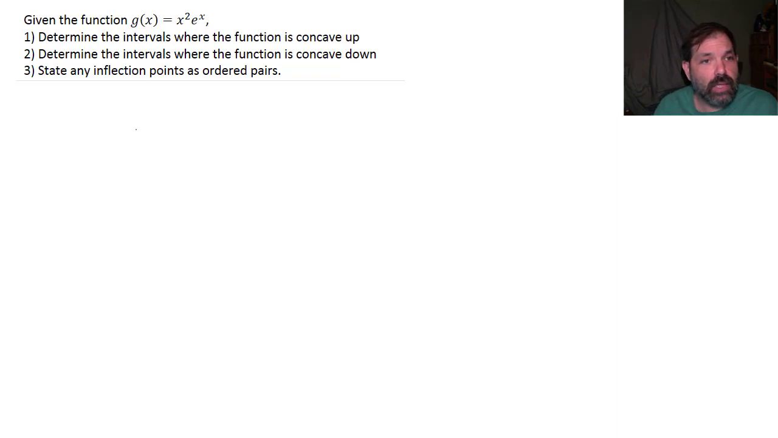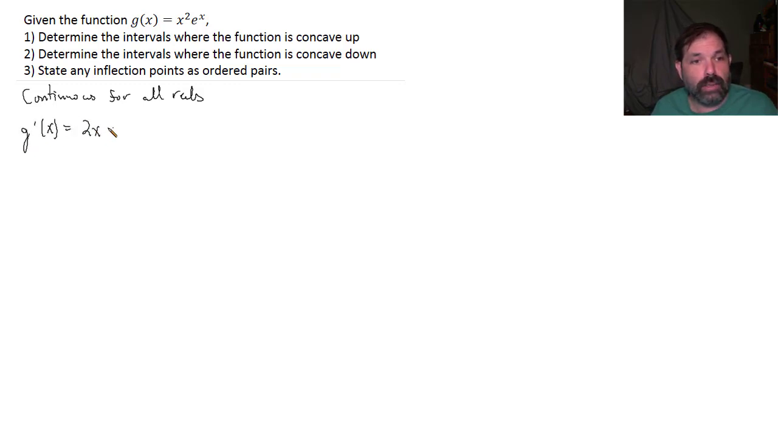Alright, this again is continuous everywhere. So it's continuous for all reals. Let's calculate some derivatives. So g prime of x would be 2x e to the x plus x squared e to the x. And I'll do a little factoring here. That would be e to the x times x squared plus 2x.